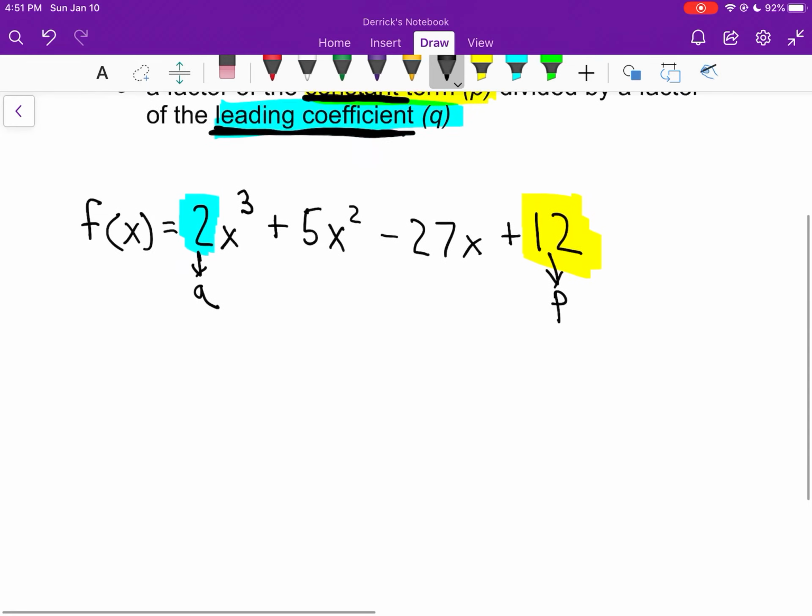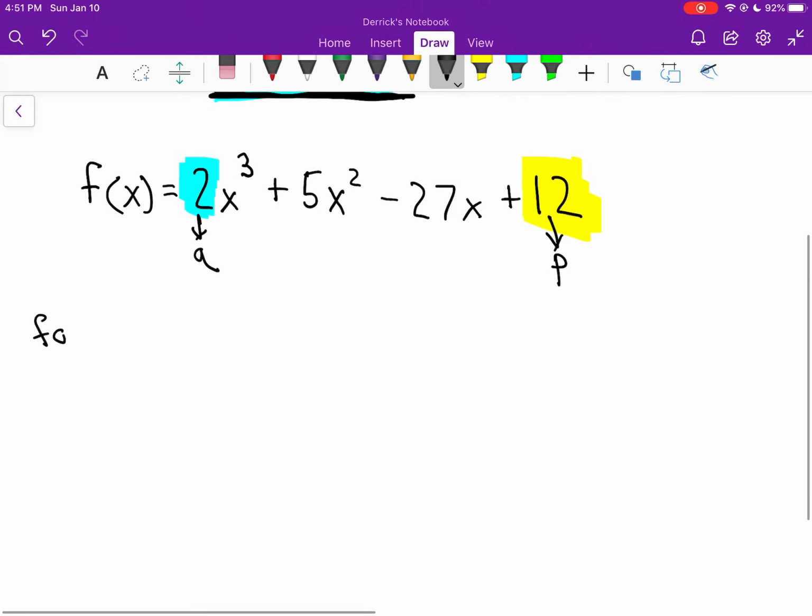So in that case then, what we want to do is we want to make ourselves a list here. First, we want to list out all the factors of p, so all the factors of 12. Now when we list out these factors, I should remember when we say factors, we're talking about numbers that 12 divides evenly by. So any number that 12 divides evenly by is a factor, okay?